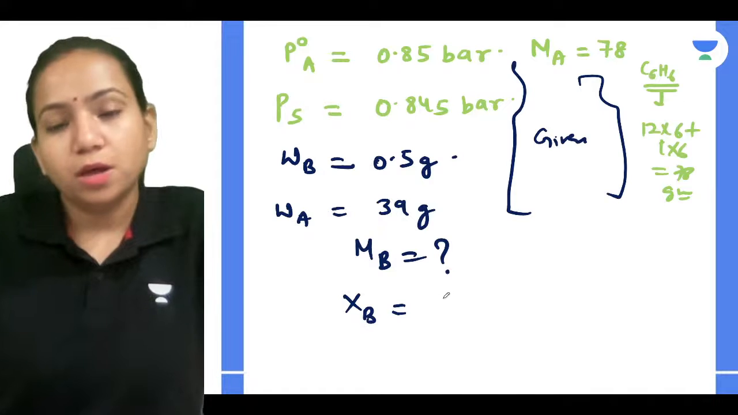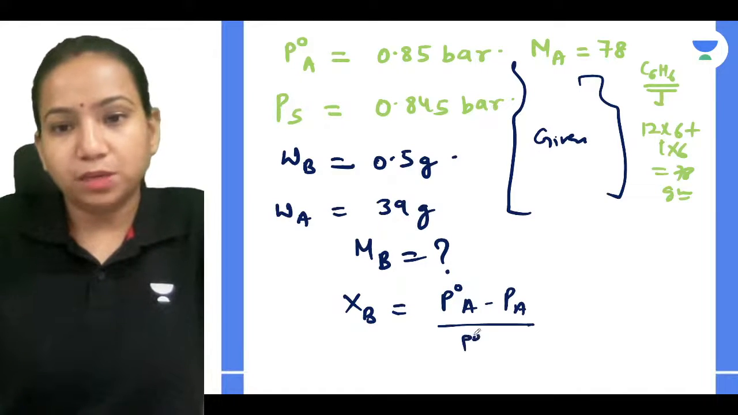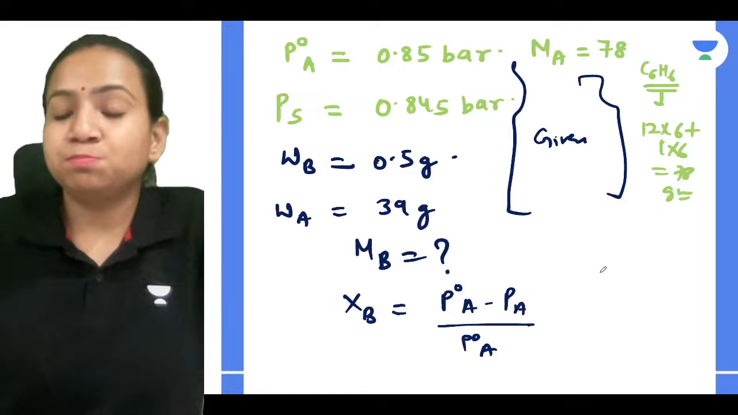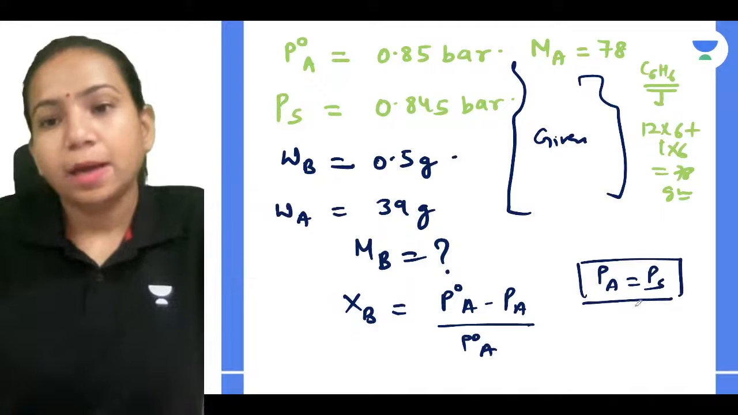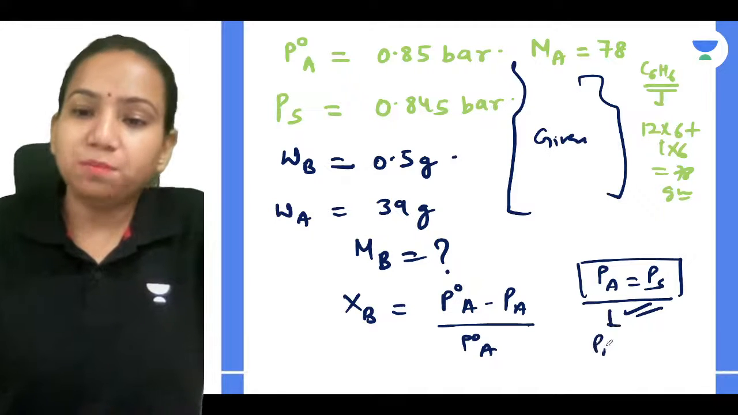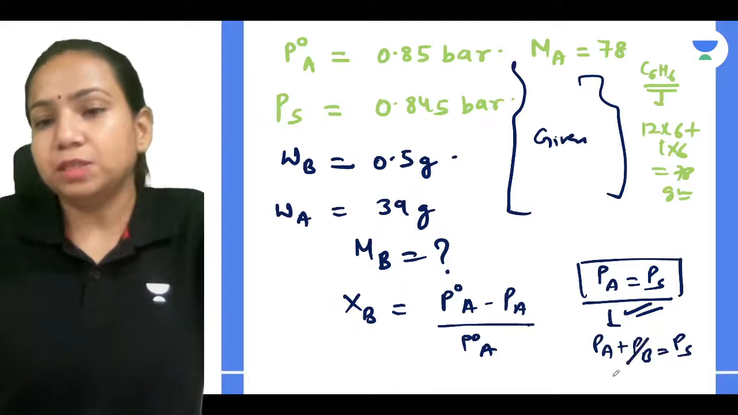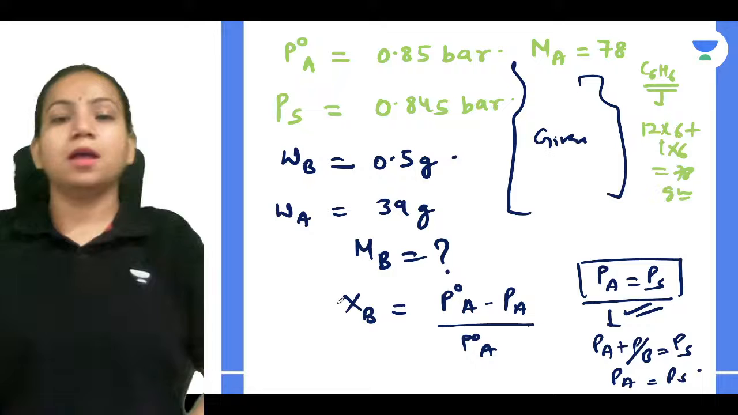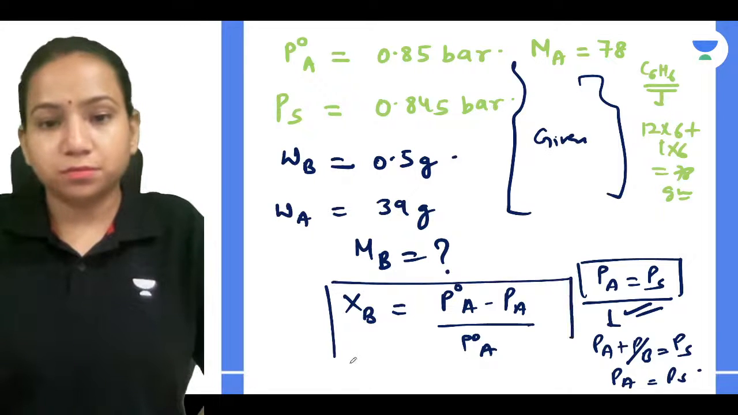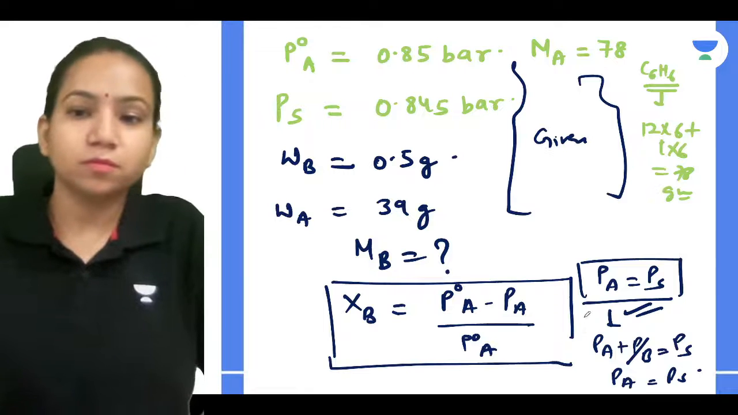XB is equal to (P naught A minus PA) divided by P naught A. Now, guys, you can relate PA is equal to PS. Why? Because PA plus PB is equal to PS, and PB is 0, so PA becomes equal to PS. Simple. So can you use this formula? Tell me, guys. It's easy, no?